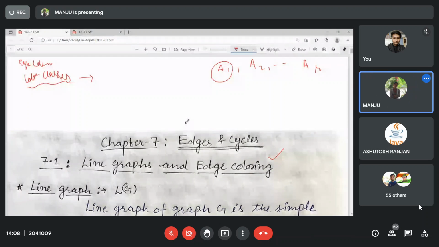Anyways. See, for one color, the color number one, we are coloring all those vertices or all those edges which are independent. Clear? So, color class elements form a matching in case of edges and form an independent set in case of vertices. Clear? In a particular color class.